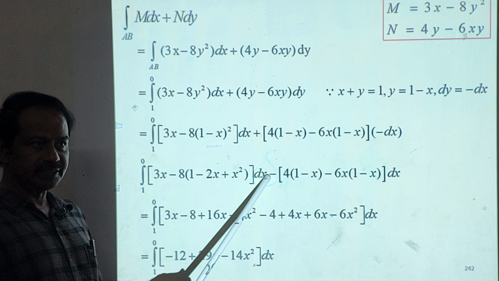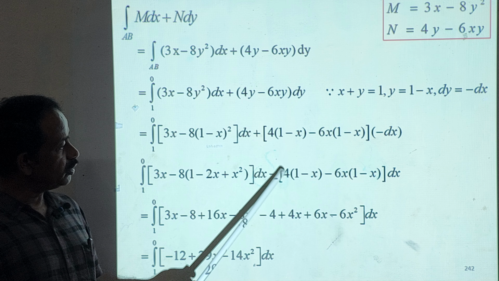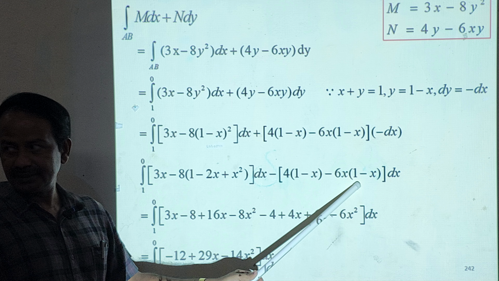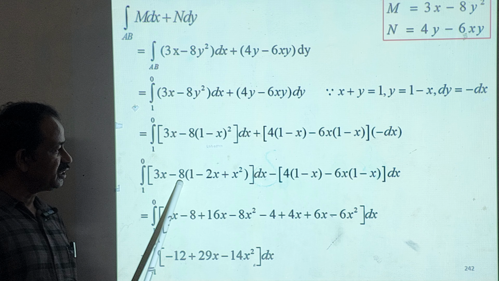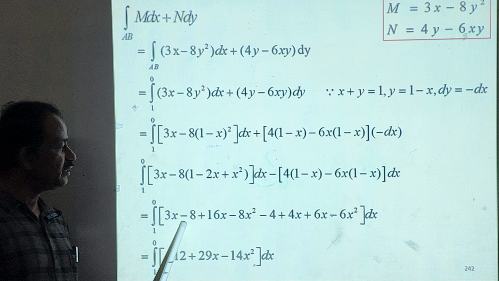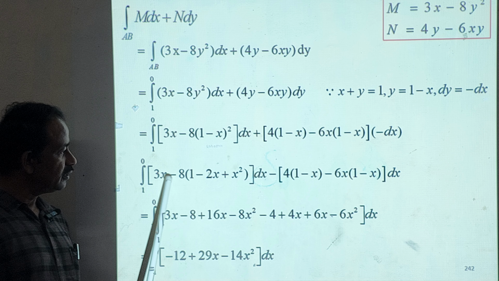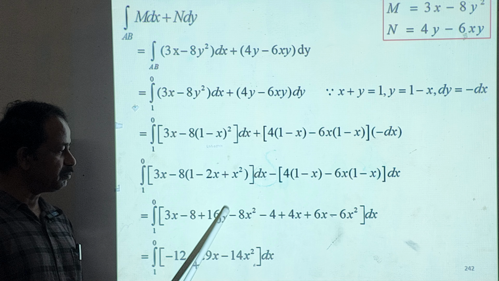I have brought it front. So minus dx. See here, minus dx. So minus is here. So you have 4(1 minus x) minus 6x(1 minus x). So multiplying with the 8 will give you this. We have (3x minus 8) minus plus. So 16x minus multiplied by plus will give you minus.